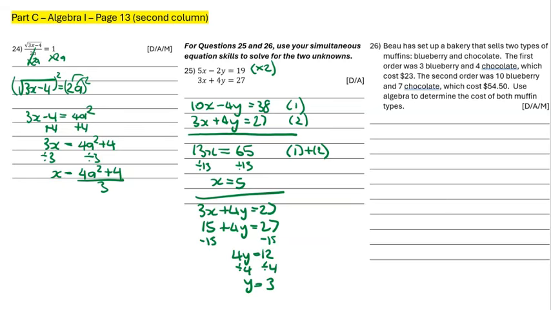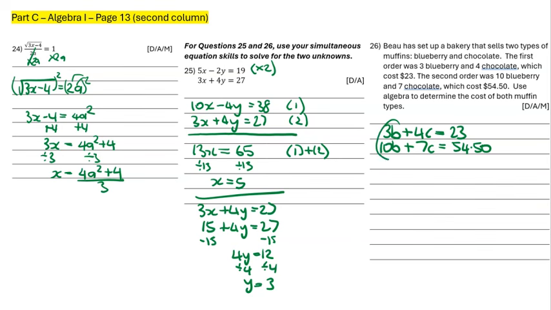So I like the look of that because I'm going to use B for blueberry. So it'll be 3 blueberry plus 4 chocolate, and combined that came to $23. So that's my first equation. The second one, similar vibe. The second order was 10 blueberry plus 7 chocolate, which came to $54.50. So I've got those there. The question is to try to find the cost of each of the things. So that's what those letters B and C mean. When we solve B, that'll be the price of a blueberry muffin. When we solve C, that'll be the price of a chocolate muffin.